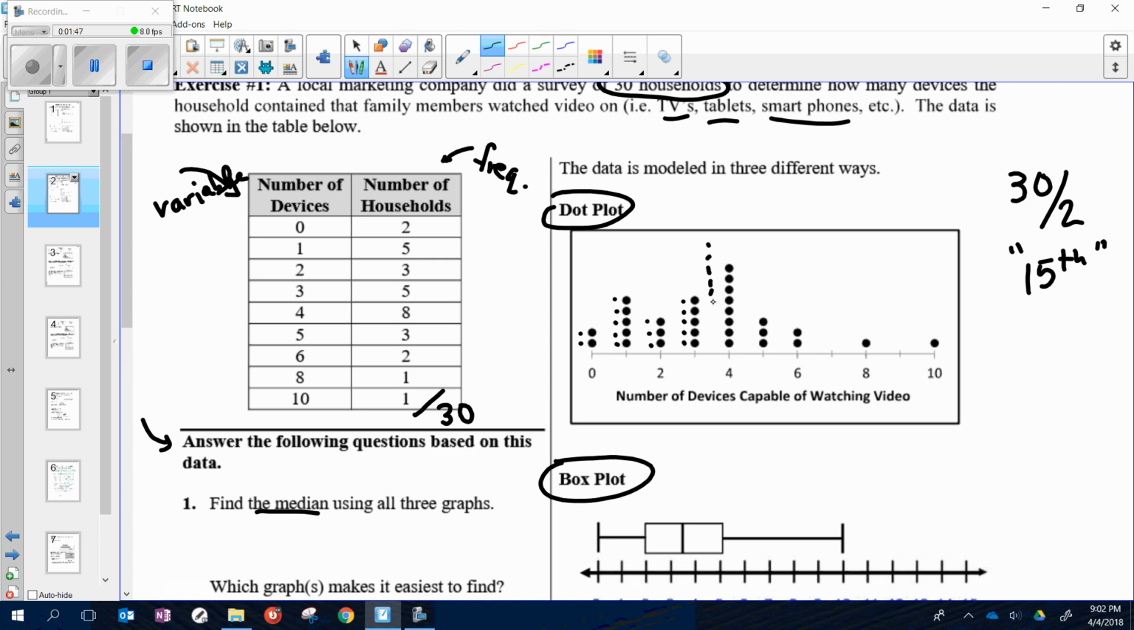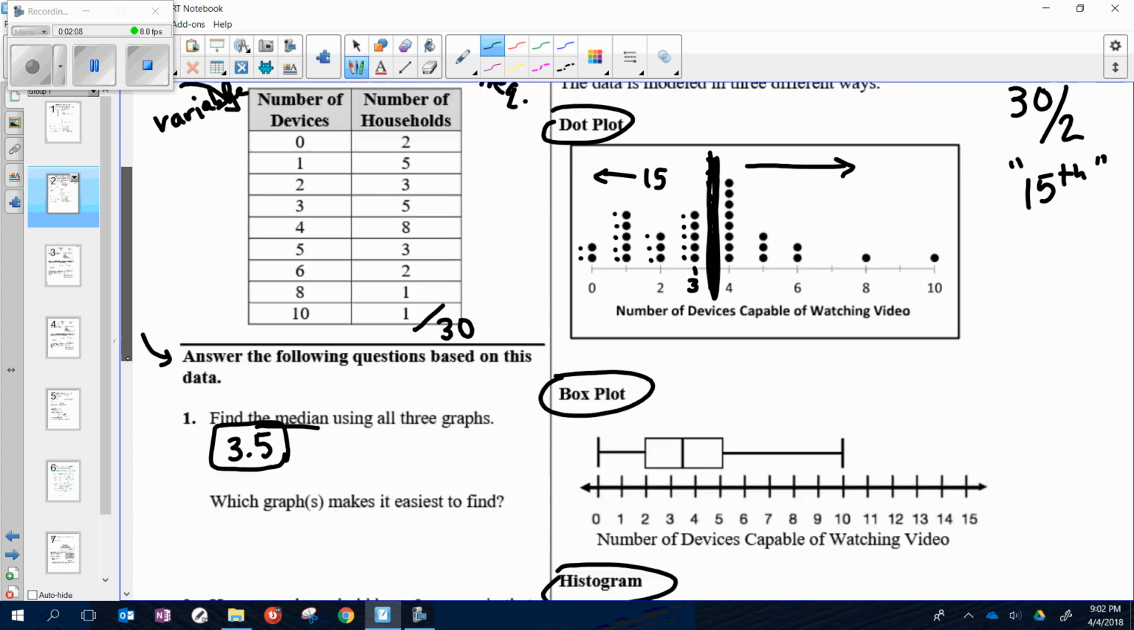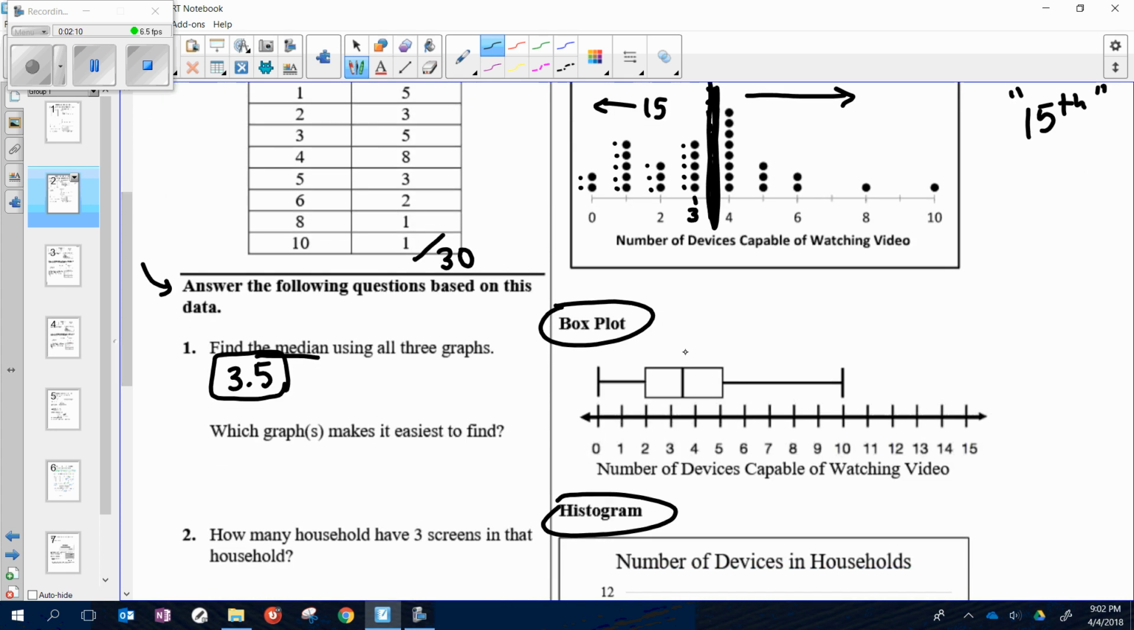So it looks like the middle is around here somewhere, right? 15 over here, and there should be 15 dots over there. So my median falls between the 3 pile of dots and the 4 pile of dots. Looks like it's 3.5. Let's check it out on the other graphs. The median on a box plot is right here between the 2 boxes. Median. So that's easy to see. It's still 3.5, right again.